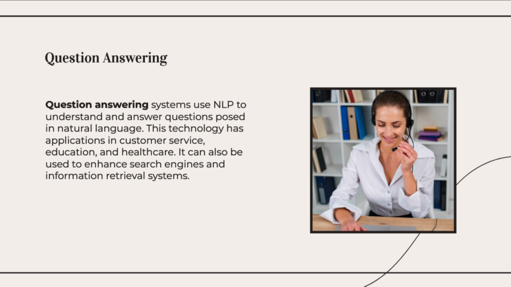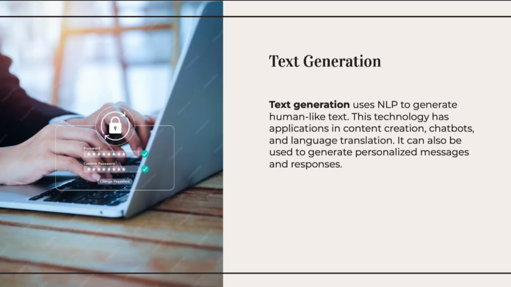10. Text similarity. Develop a system that can measure the similarity or relatedness between pairs of text documents. This can be useful for tasks like plagiarism detection, duplicate content identification, or document clustering.